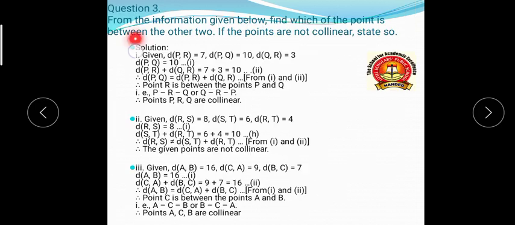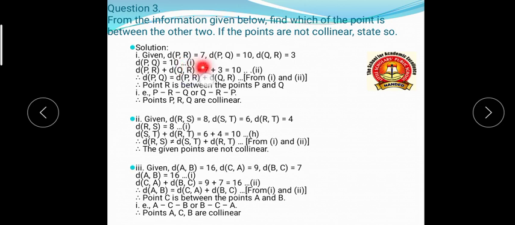Now the third question. From the information given below, find which of the points is between the other two. If the points are not collinear, state so. How to decide whether these points are collinear? If the distance between two points is equal to the sum of the other two distances, then we can say that the points are collinear. Now see the first question.